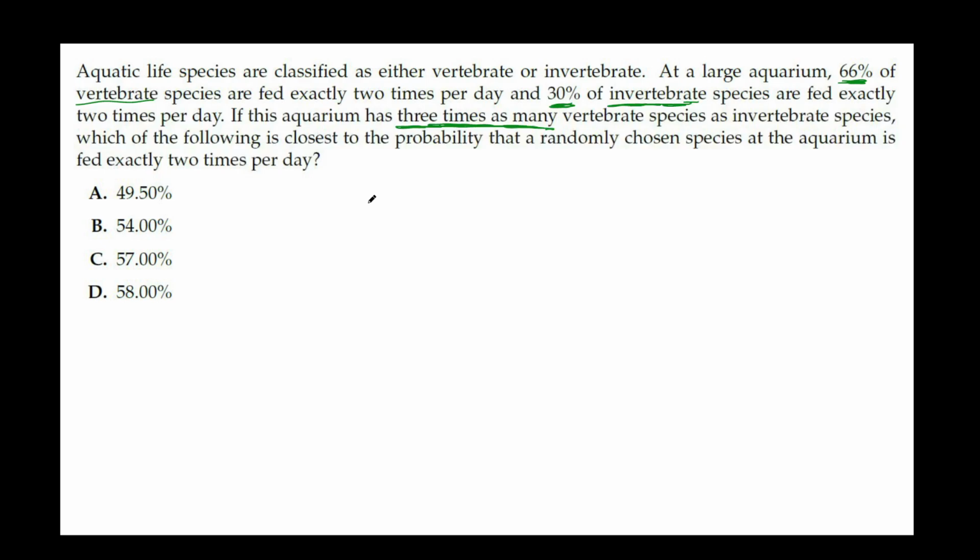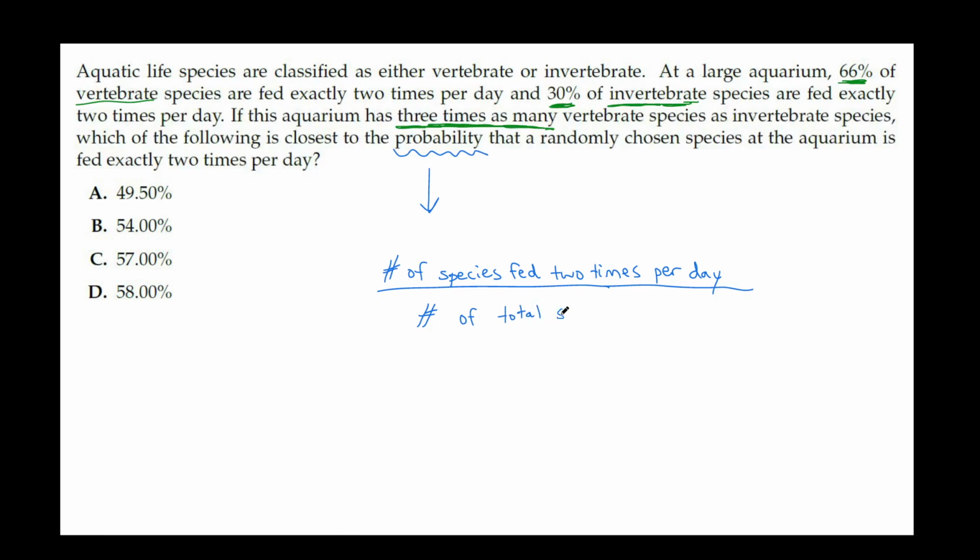So I think the first thing that I want to do is just dissect what the word probability might mean over here. Probability in this case means I'm going to need 2 parts. The numerator is going to be the number of species that are fed 2 times per day. And then my denominator is going to be the number of total species. If I can get these two things, then I should be on my way to getting the probability.